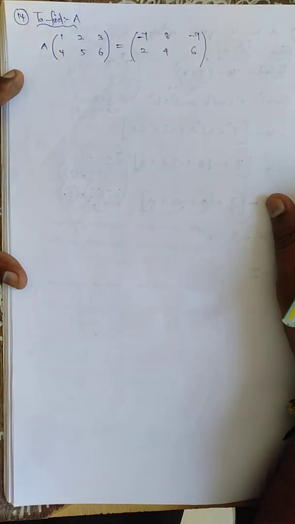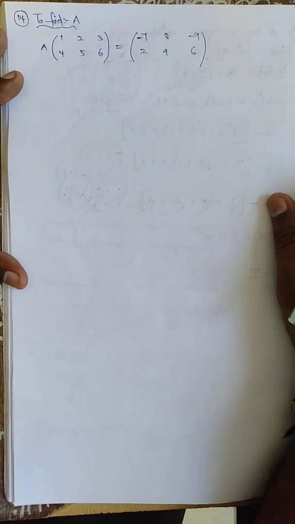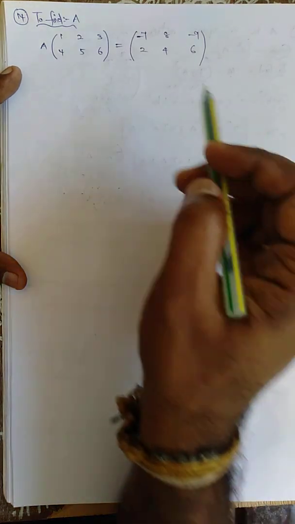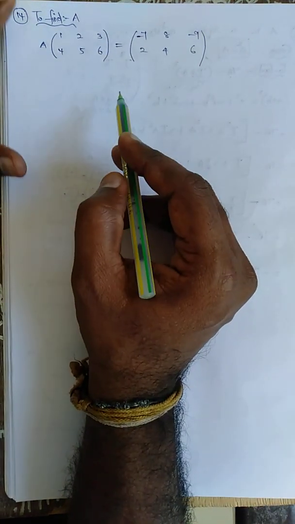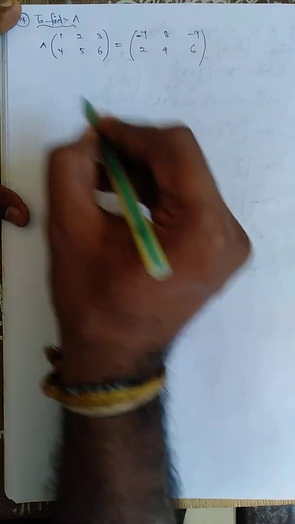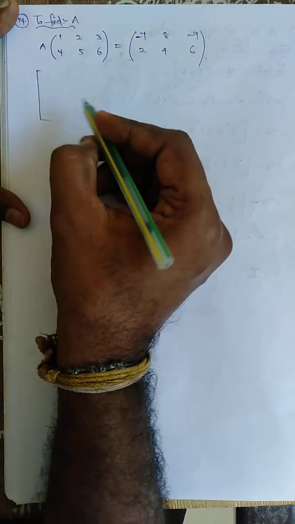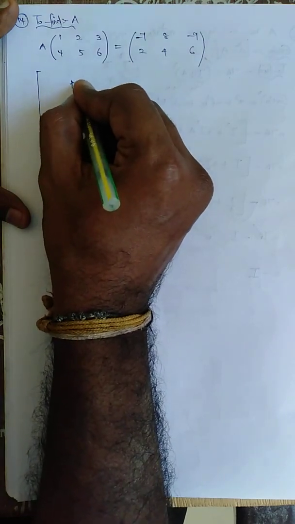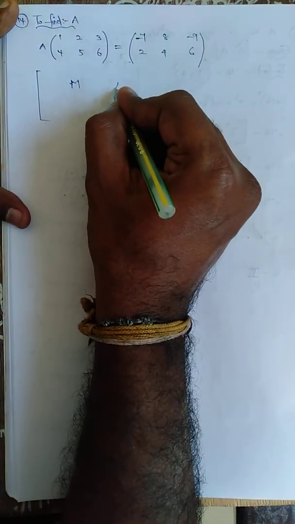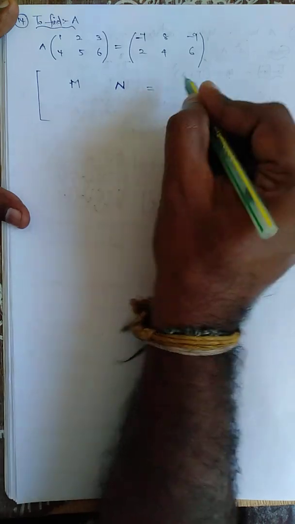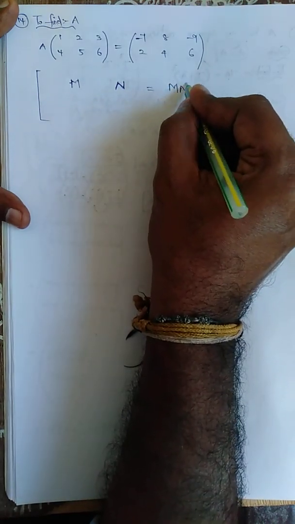14th sum, important sum. This is the sum which was asked in the public exam 3 years ago, a creative question. So you need to understand this sum and do it properly. We studied multiplication of matrices in 10th standard. Suppose I take one matrix M and another matrix N. So I am going to get the matrix MN.